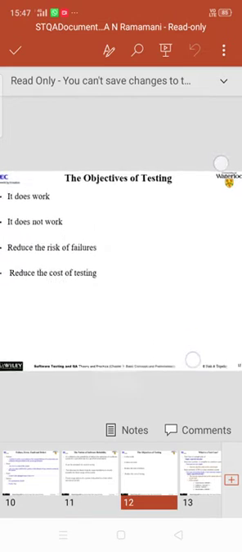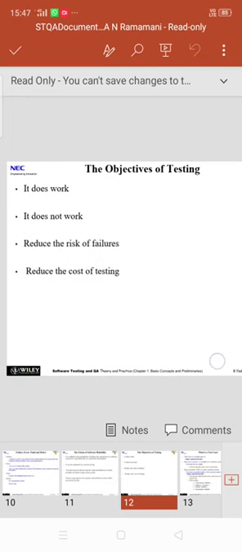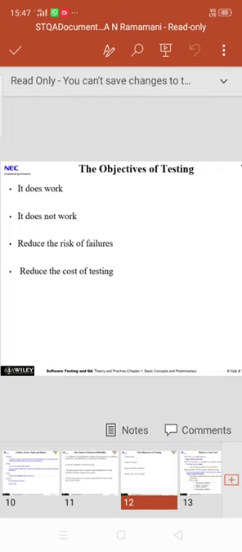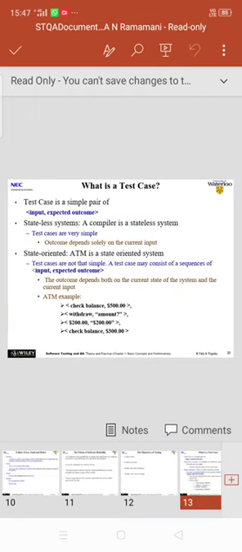Actually, here we focus on the objectives of testing. The main objectives of testing are to check whether the system works or does not work, to reduce the risk of failures, and to reduce the cost of testing.